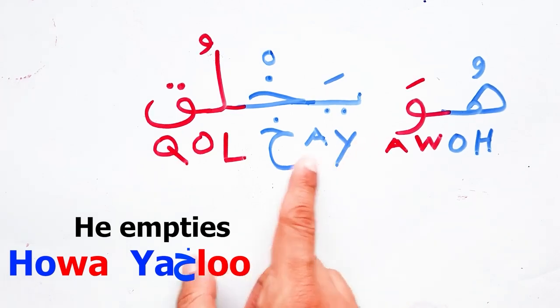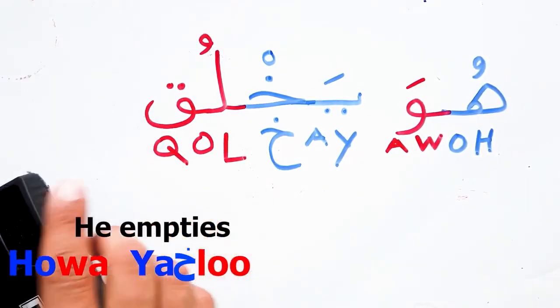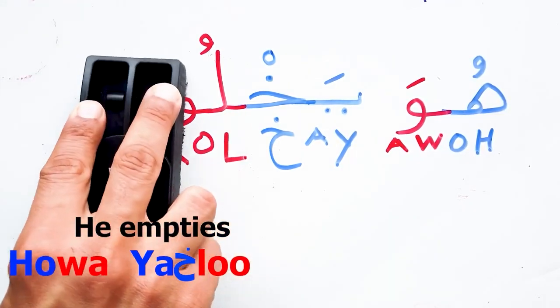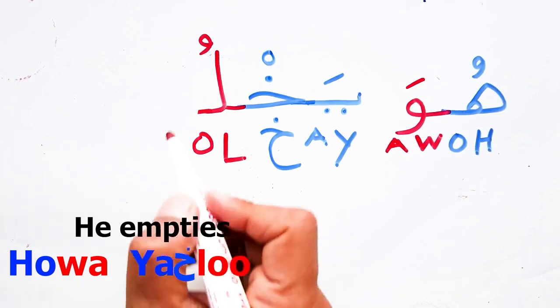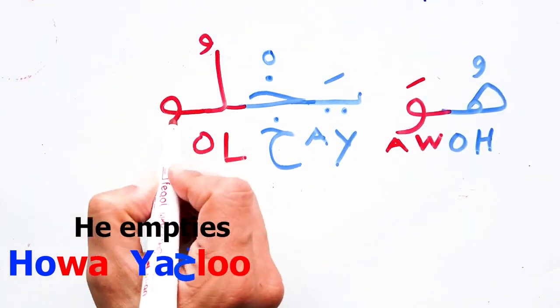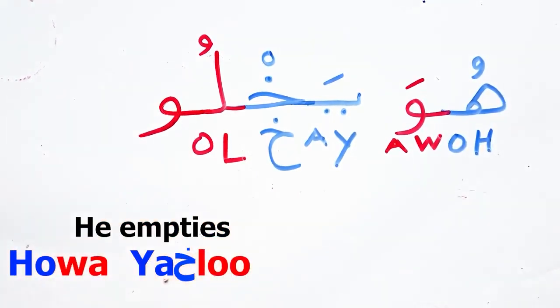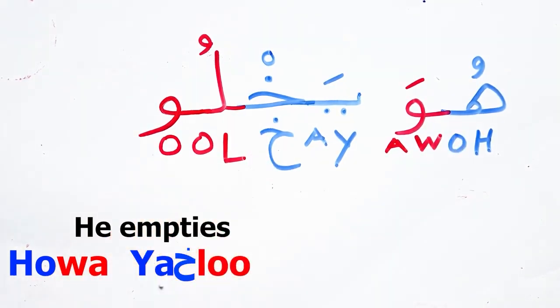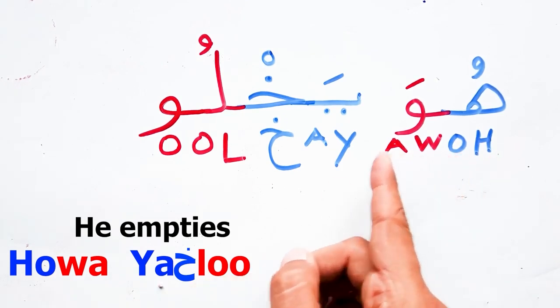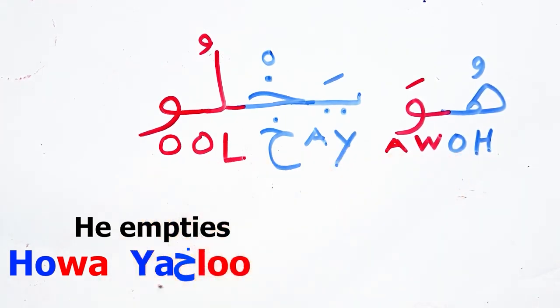هو يخلو. The same part. Yakh. I will keep it. And we have lu. So I'm gonna just remove this letter, the last one, and I will add lu, the sound of O in the end. Yakhlu. هو يخلو.